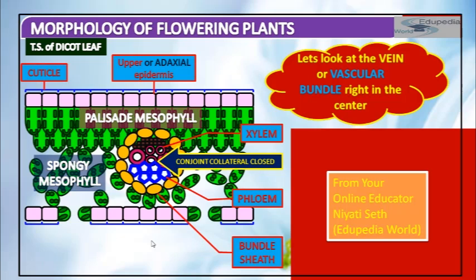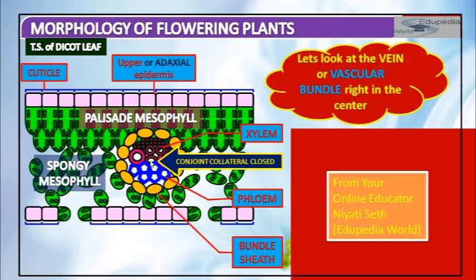The bundle sheath encloses both xylem and phloem. As you can see, this is xylem and this is phloem. Xylem is found towards the upper epidermis and phloem towards the lower epidermis. See, this is the phloem which is found below the layer of the bundle sheath. In xylem, many protoxylem and metaxylem vessels are found. This is your protoxylem and this is your metaxylem.